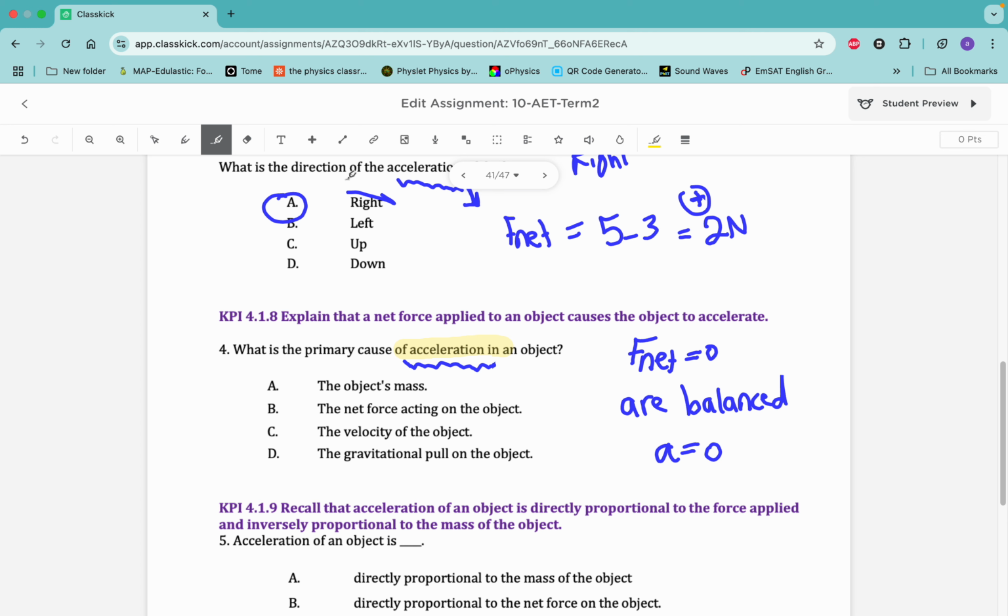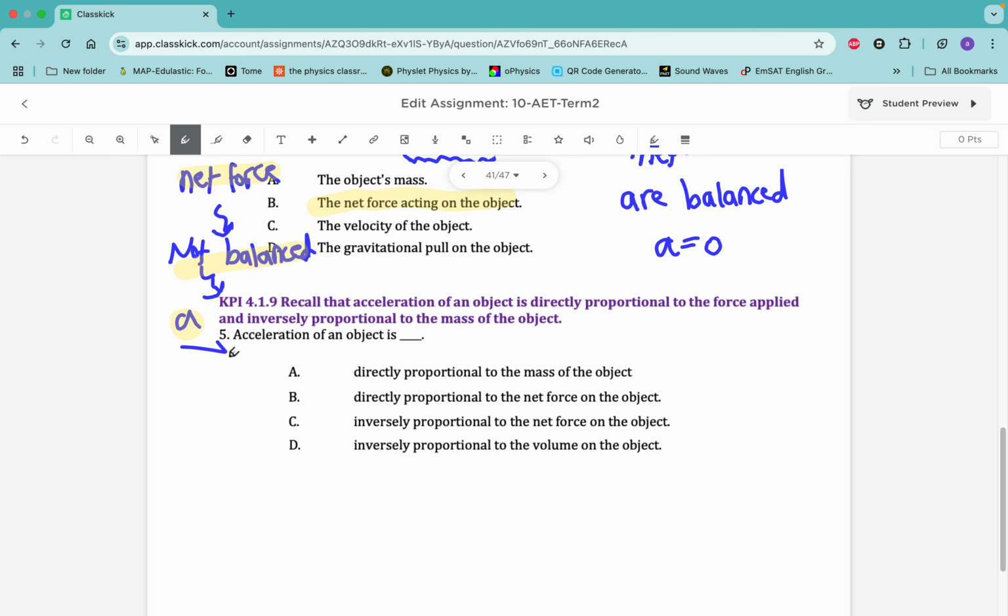Once we have a net force, let me just write this. Once we have a net force, this means forces are not balanced. And since forces are not balanced, this means we automatically are going to have acceleration. So the correct description here is the net force acting on the object. So the cause of acceleration is the net force acting on the object. We have to have a net force, or unbalanced forces, and then automatically we're going to have acceleration.